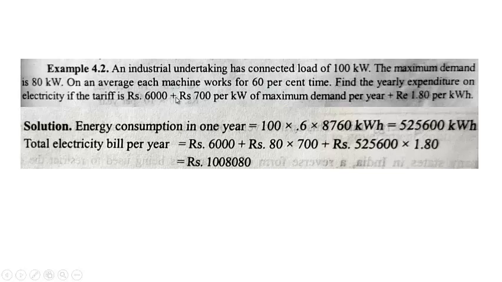Since it is not per something, that means it's a fixed charge. Rupees 700 per kilowatt of maximum demand. This is C, this is F, and rupees 1.80 per kilowatt hour, this will be Y. So we'll first calculate the total energy consumption in a year. That is, we have to calculate this D.